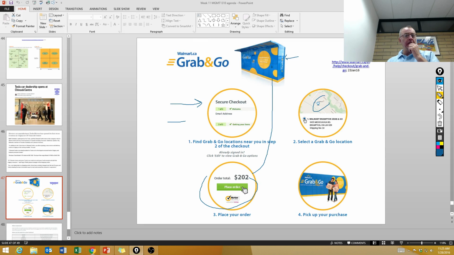Anyways, there's all sorts of interesting mobile technology that companies are adopting more and more, because that's what shoppers are showing they're interested in.